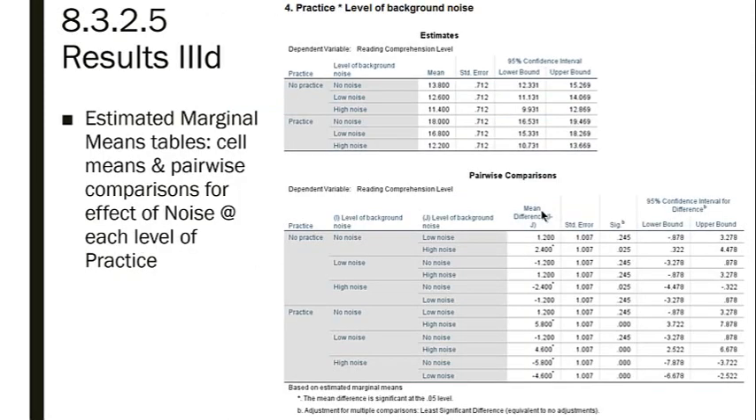Okay, so we've looked at the simple effect of practice at each level of background noise. Now we need to look at the simple effect of level of background noise at each level of practice. So again, we can kind of skip over in the interest of time. This estimates table is exactly the same as the estimates table for the previous example, but do notice that there are more pairwise comparisons for this simple effect than for the previous simple effect, because this time we're looking at 3 groups at each of 2 levels. So we've got 3 pairwise comparisons times 2 levels, instead of looking at 2 groups at each of 3 levels.